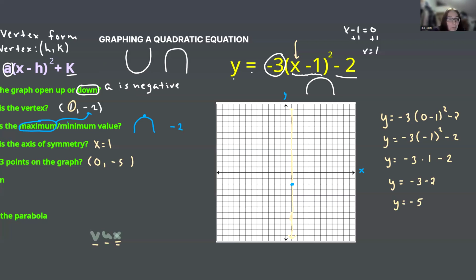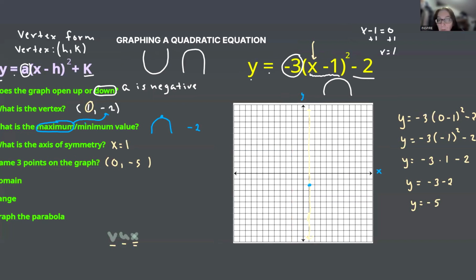So again, I'm going to find a little brighter color for that. Let's go with this, 0, negative 5. So I'm going to go to where the two lines intersect, the origin. I'm going to go down 5. 1, 2, 3, 4, 5. Right there. And I'm going to put a dot.